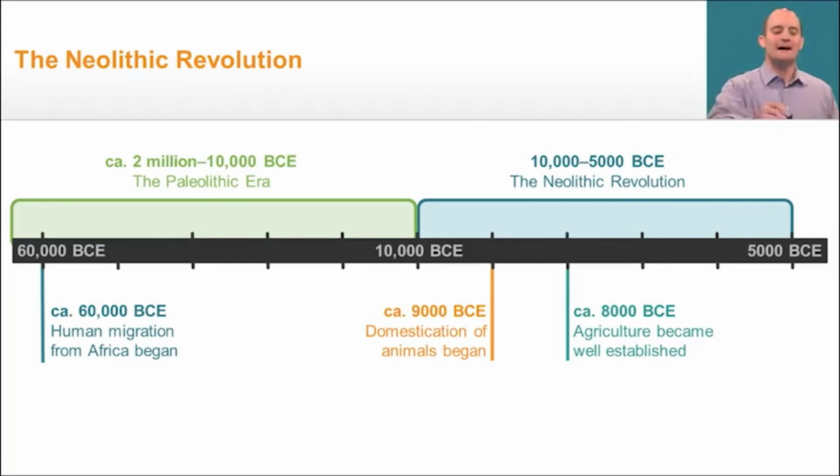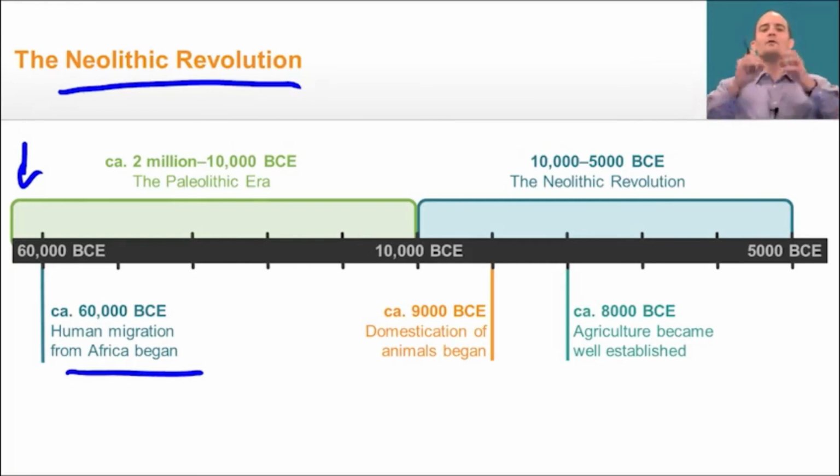Now remember, another tool that historians use to help put together all the information you're looking at is by looking at a timeline, which you can see here. And this is the Neolithic timeline. Let's start on the far left, where 60,000 BCE, that's when humans began to migrate or move out of Africa around the world. And it was during this time period, between 2 million and 10,000 BCE, was the Paleolithic era.